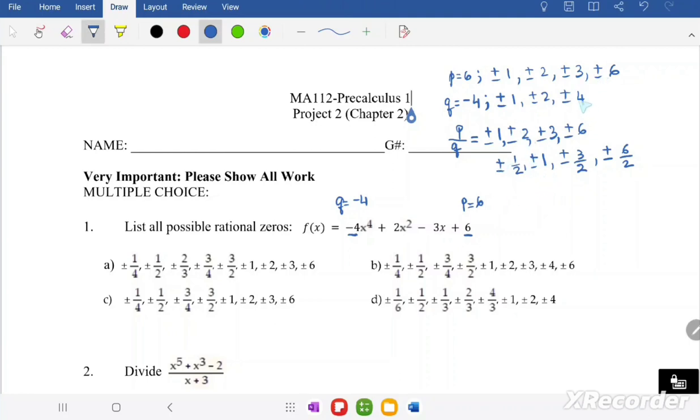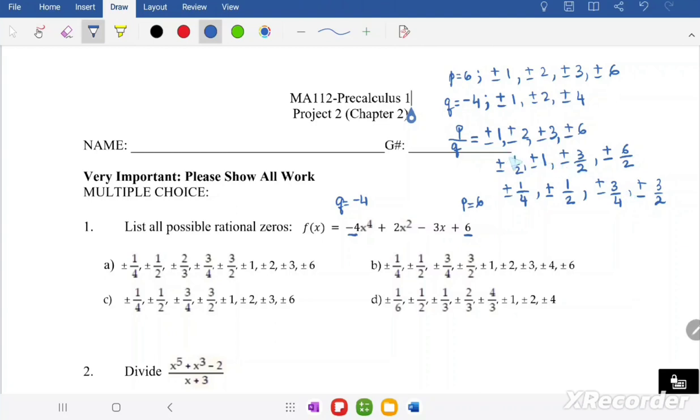And then finally, we have to have the denominator as plus minus 4 and come up with the ratios. So that would be plus minus 1/4. Plus minus 1 divided by plus minus 4 would be plus minus 1/4. Then there's plus minus 1/2, which is 2 over 4. So plus minus 1/2, then plus minus 3/4 and plus minus 6/4, which is going to be 3/2, correct? 6/4 is the same as 3/2.